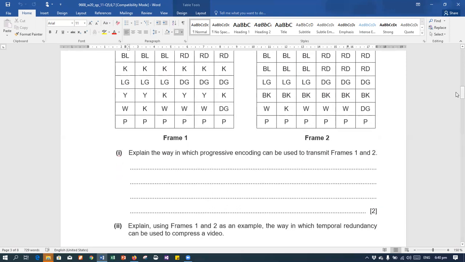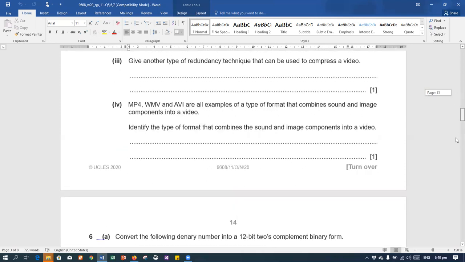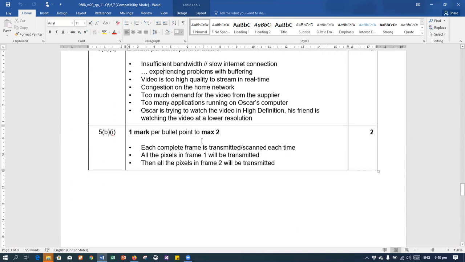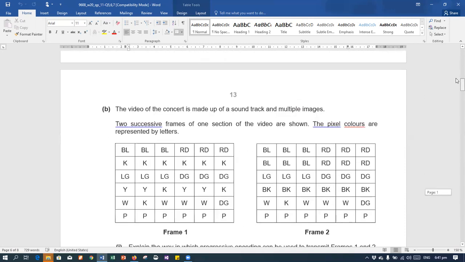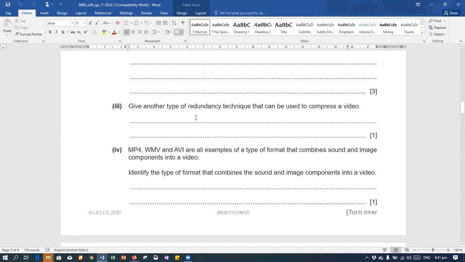Okay, so let's have a look at it. I don't know if it's a solid answer, but that's the most I can try. Okay, let's see, have a look at it. Yes, correct. 2 by 2. Then we have another question. Give another type of redundancy technique.